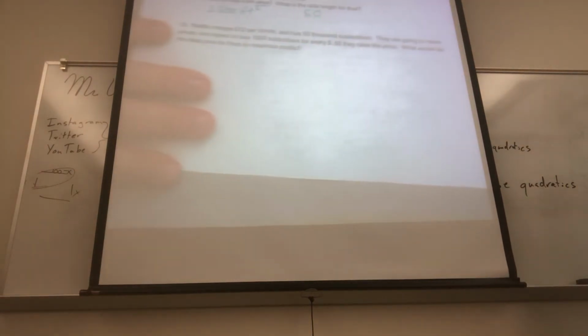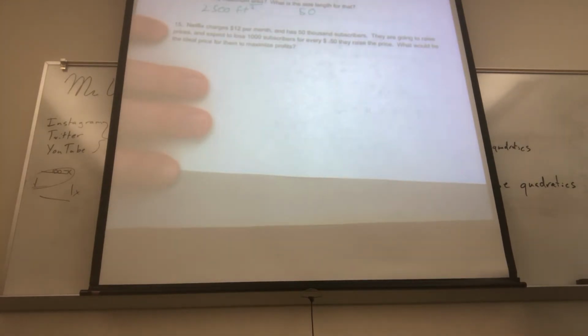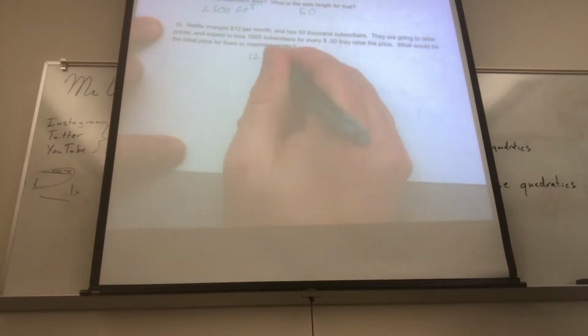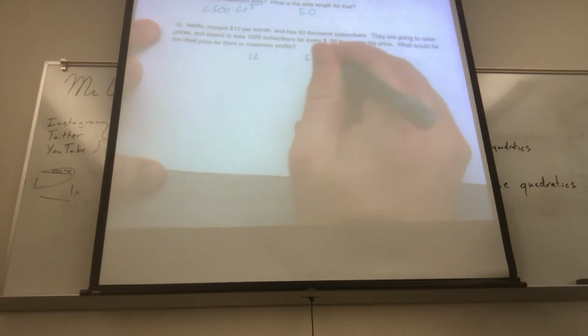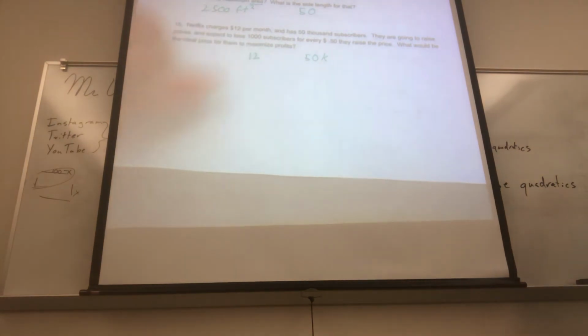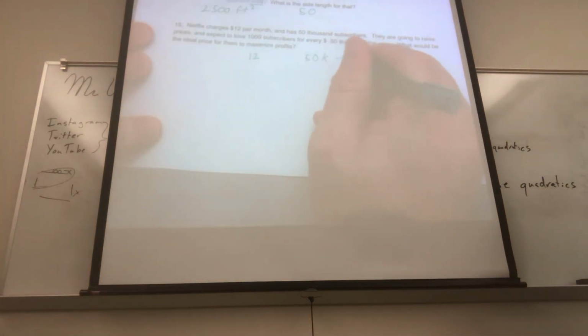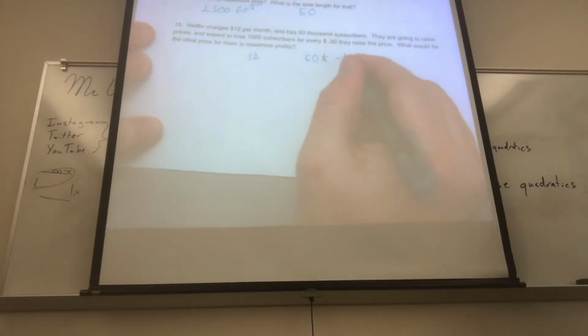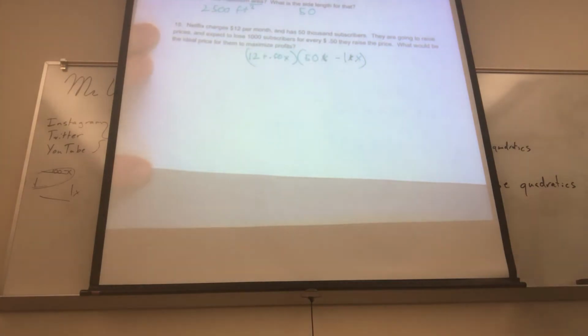Down here on the bottom, the Netflix one, this one was actually more complicated than I thought, but that's okay. If Netflix charges $12 a month, they have 50,000 subscribers. I'm just going to put that as 50K. They're going to raise prices. They expect to lose 1,000 subscribers for every 50 cents. That's minus 1,000x. Okay, that K is not a variable. Don't think of it as a variable. And then we've got 12 plus 50 cents x. Every 50 cents they raise that price, they're going to lose 1,000 subscribers.